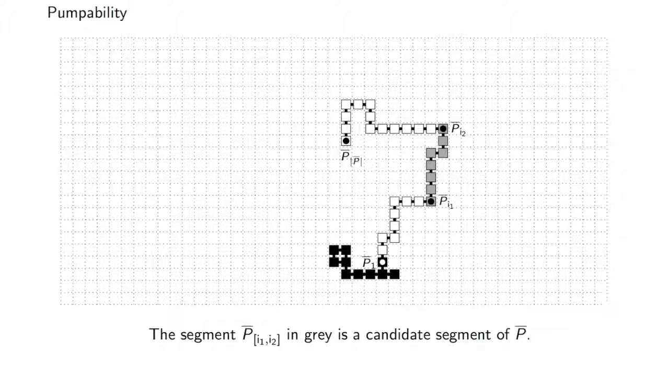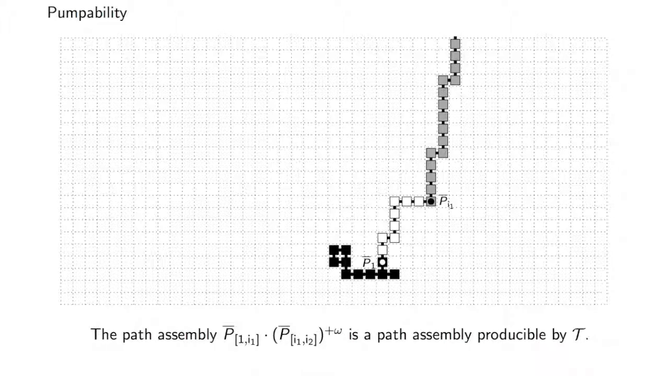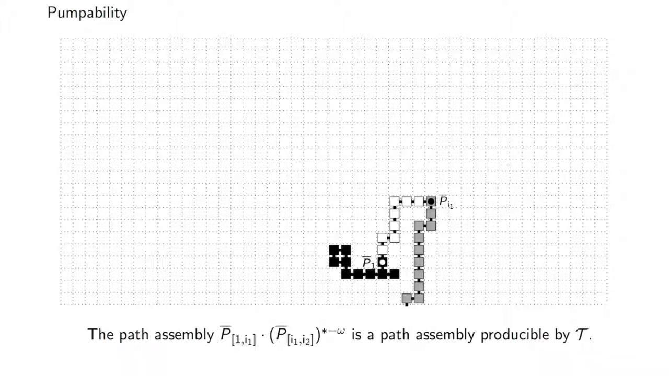Then, let's try to build the extension of this segment. Here we have built an infinite path assembly by concatenating the beginning of P with the extension of its candidate segment. The beginning of P is in white and its extension is in gray. Moreover, this infinite path assembly is producible by the tile assembly system. In this case, let's remark that the same thing can be done with the extension of P in the other direction. We obtain another infinite path assembly.